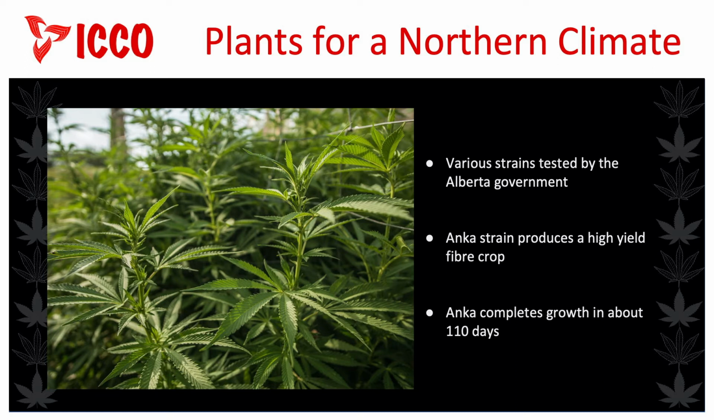There are many different strains that have their own unique genetics, such as being more frost resistant, more drought resistant, and more pest resistant. The Anka seed is available in Ontario and can be purchased from a number of certified industrial hemp seed distributors.